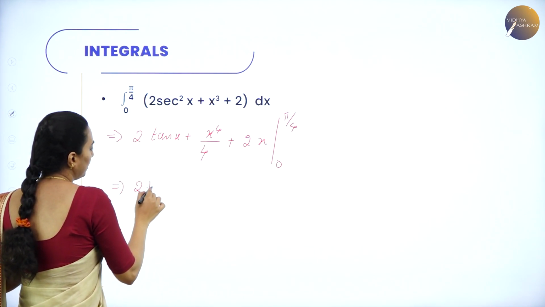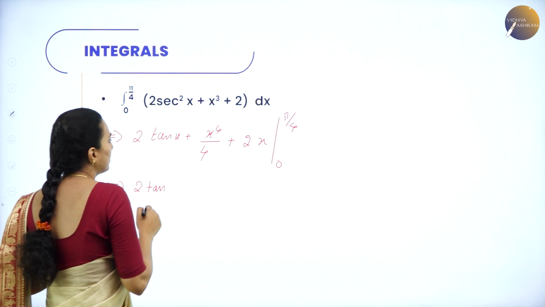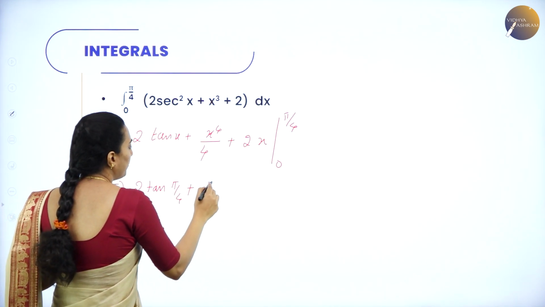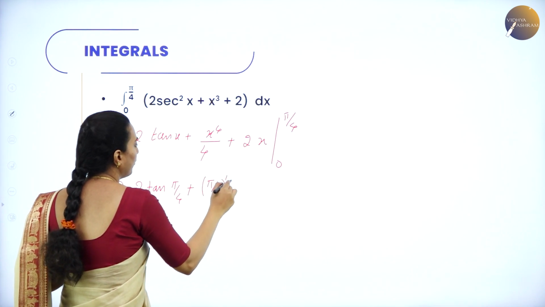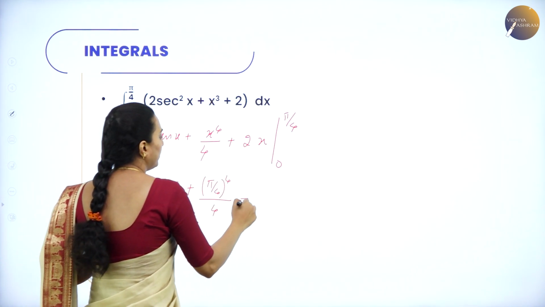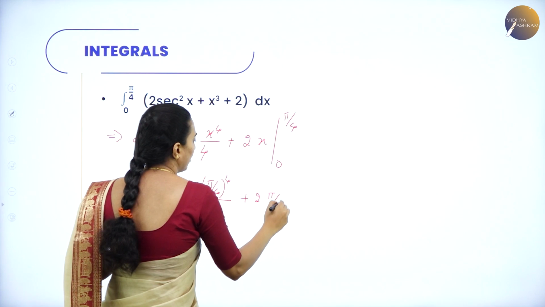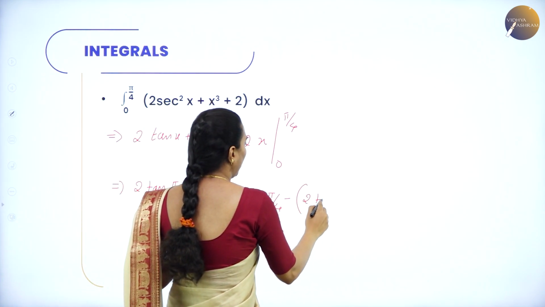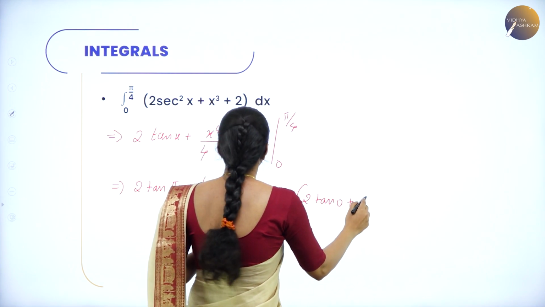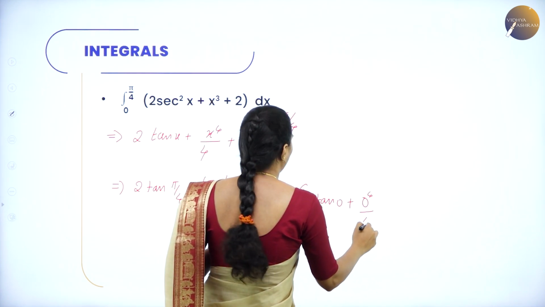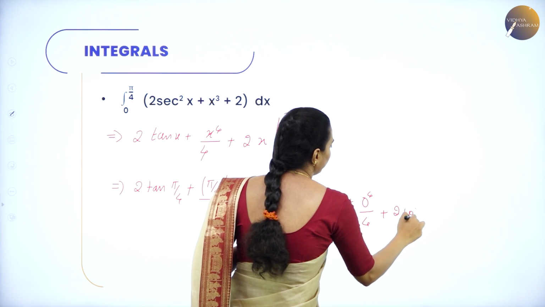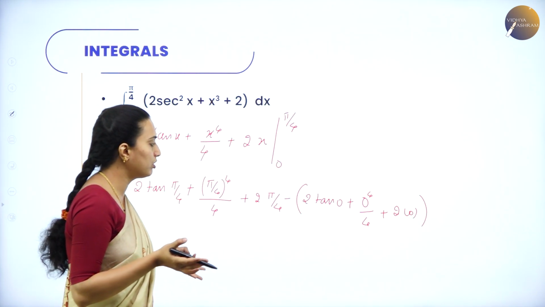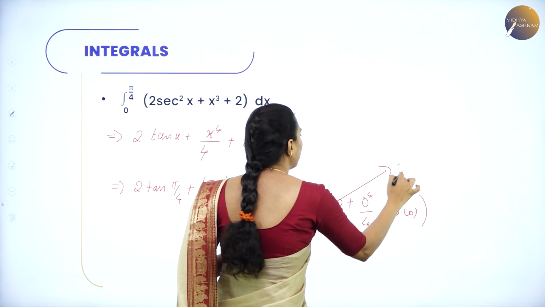So 2 into tan, apply the upper limit first. So tan x is tan pi by 4, plus pi by 4 whole power 4 divided by 4, plus 2 into pi by 4. Now minus, open the bracket, apply the lower limit: 2 into tan 0 plus 0 power 4 divided by 4 plus 2 into 0. Now here tan 0 is 0, 0 by anything is 0, 2 into 0 is 0. So the whole term will become 0.